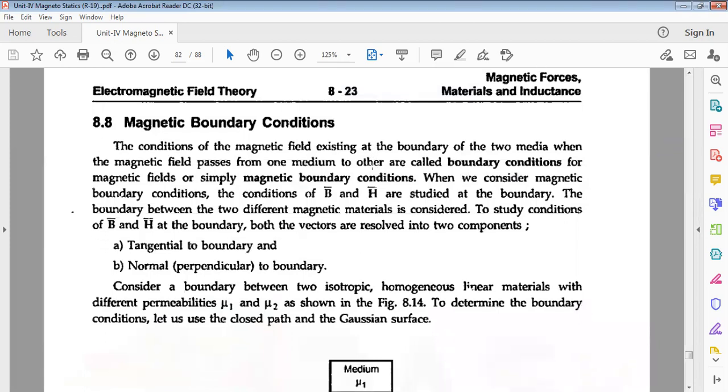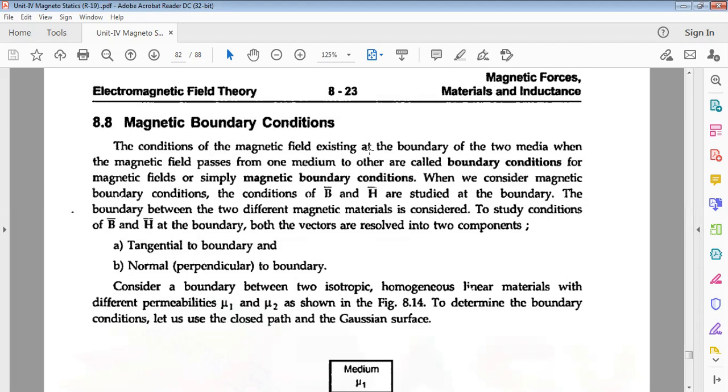As we discussed in yesterday's class, for the boundaries between dielectric and dielectric, and conductor and dielectric, we got the continuous and the discontinuous components. Here also, you can find the tangential component and the normal component of the magnetic field, and thereby you can write the equations in terms of the magnetic flux and the magnetic fields.